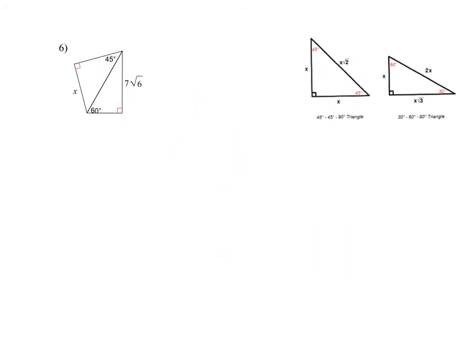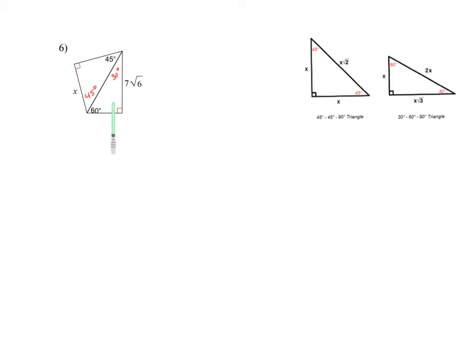So in this case, I want to find x. But as you can see, I have a 30-60-90 triangle here and a 45-45-90 triangle over here. First of all, I need to find the side that is shared by both triangles. So it's this side right here, a hypotenuse for both. I need to find this side first to then find x, right?